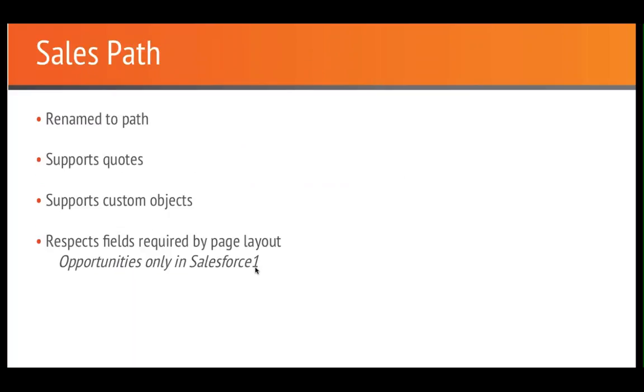Next up, Sales Path. Sales Path has been renamed Path because it now supports quotes and custom objects. Effectively, you can pretty much path anywhere, so it isn't tied to sales anymore. It also respects the fields that are required by the page layout for the record. So if you're using Sales Path and you're editing a record, if there is a required field, for example, you will be forced to put that field in before you can save the change to the record.